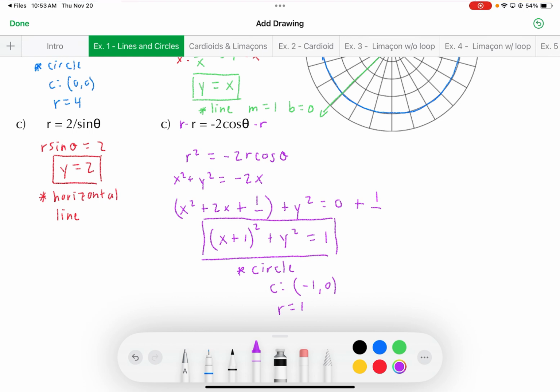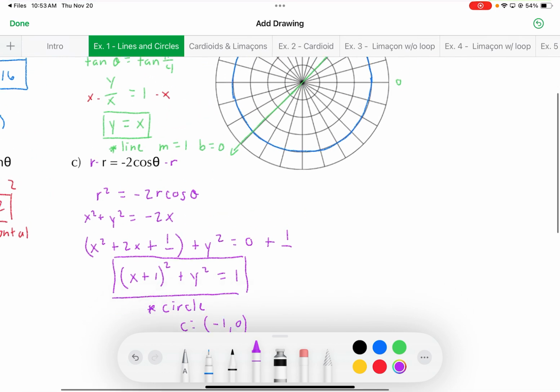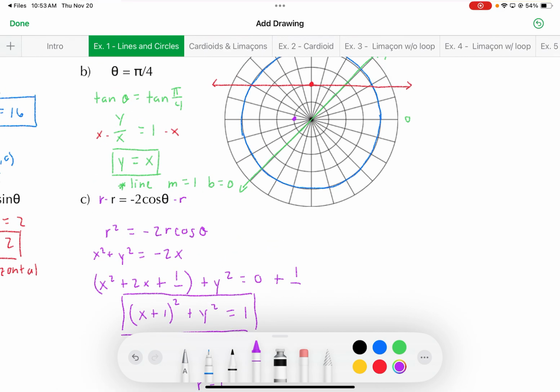Okay, now to graph that, we can plot the center pretty easily. Right here would be -1, 0. Radius of 1 means we'd have a point over at the pole, and then over here, that would be at 180. So I go 1 right and I go 1 left from the center.